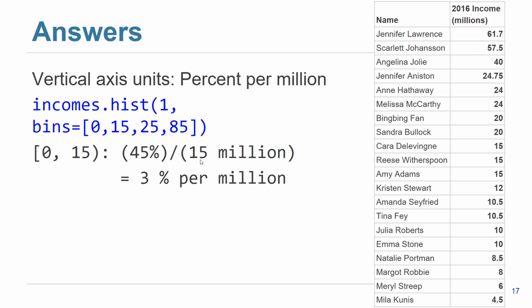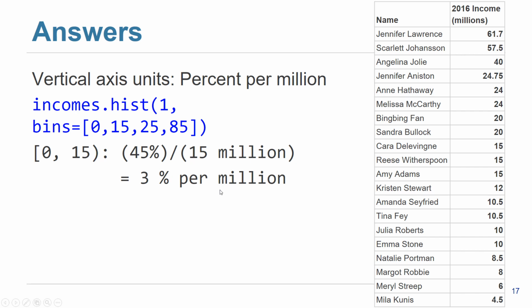Yes, the last part. So we got this, right? Which is 12 over 20. Now, you remember the density, we divide the percentage by the bin size. The bin here is from 0 to 15, right? So the bin size is 15. So we divide by 15, which will give us 3% per million.